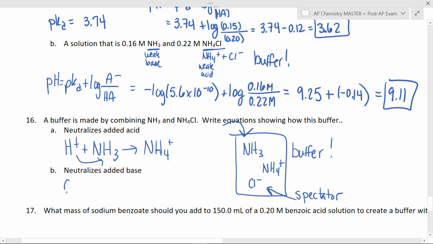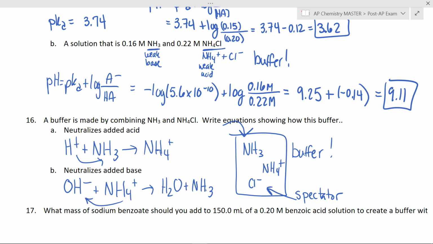If you add a base to your buffer, then the acid component is going to react. Remember, acids are hydrogen givers, so my acid is going to give a hydrogen to the hydroxide and turn it into water. So now I've neutralized that hydroxide that was added. So when you have this weak acid, weak base combination present in your solution, any hydrogen that is added gets neutralized by the weak base component, and any hydroxide added gets neutralized by the weak acid component of your buffer.